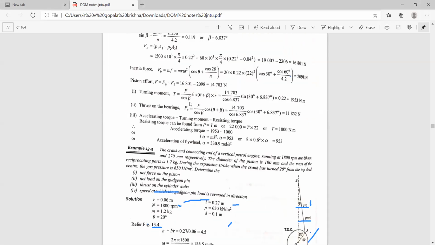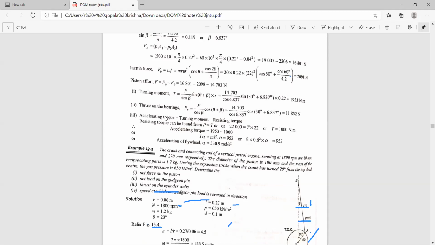Now going to find the thrust on the bearings, represented with Fr. Fr equals F by cos beta into cos theta plus beta. Just substitute the values. F value is already there, beta is there, and theta is there. Substituting, we get nearly 11,852 newtons.